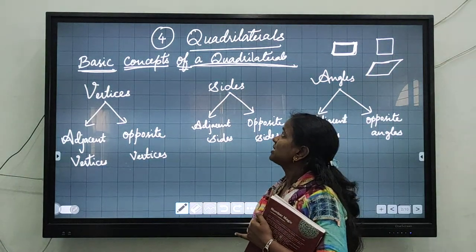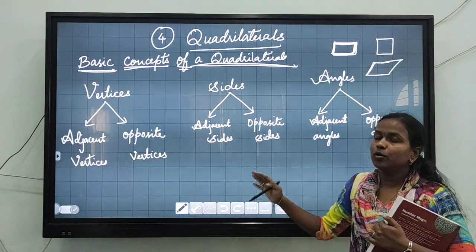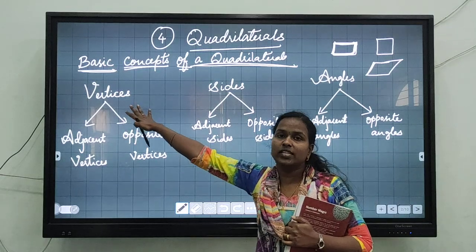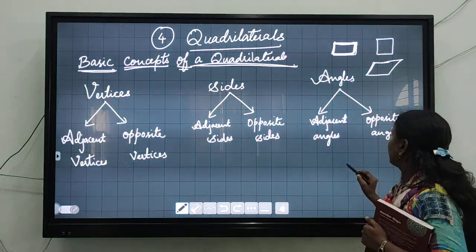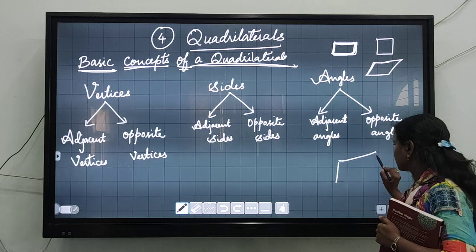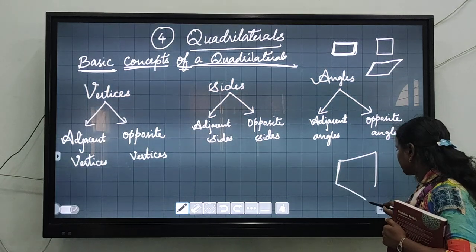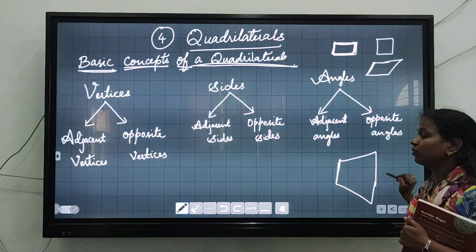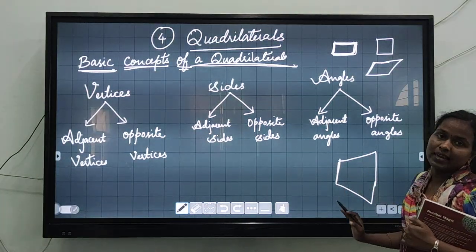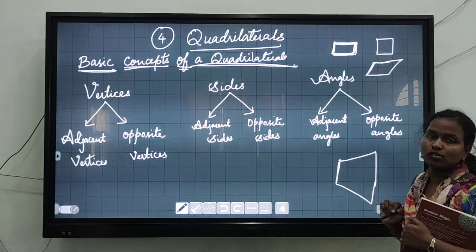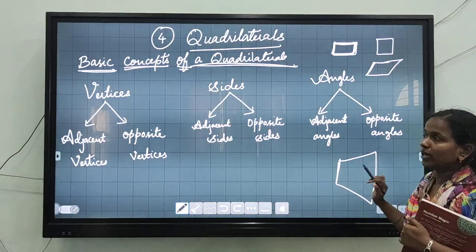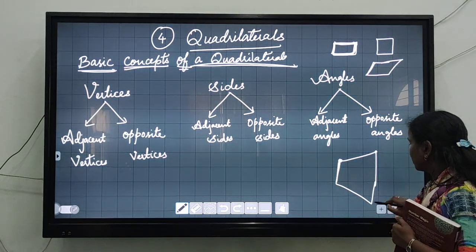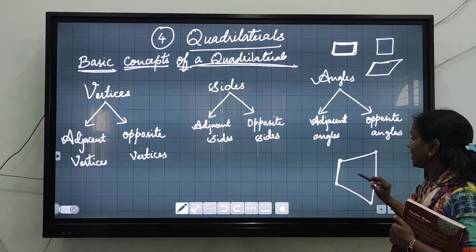Next, these are the basic concepts of the quadrilateral. I am going to tell you 4 basic concepts of a quadrilateral. First one is vertices. See, vertex. If I draw one figure, I can say this is a quadrilateral because it has 4 sides, it is made up of line segments, and it is closed. In this quadrilateral, a vertex means a point. These points are called vertices.